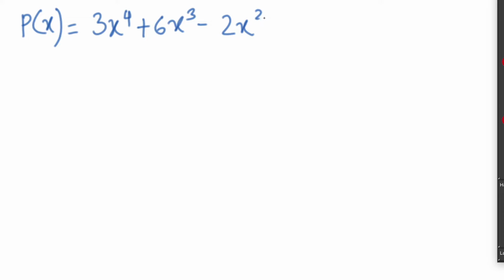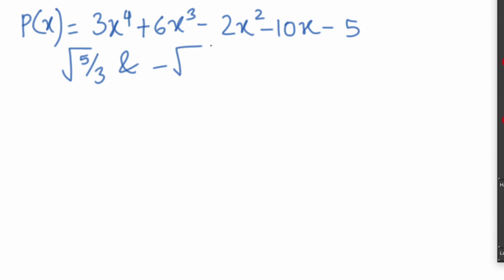As given in the question, p of x is given: 3x^4 + 6x^3 - 2x^2 - 10x - 5. This is the given polynomial p of x, and two of its zeros are given, which are root 5 by 3 and minus root 5 by 3.